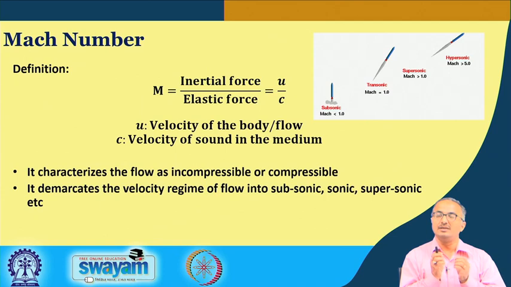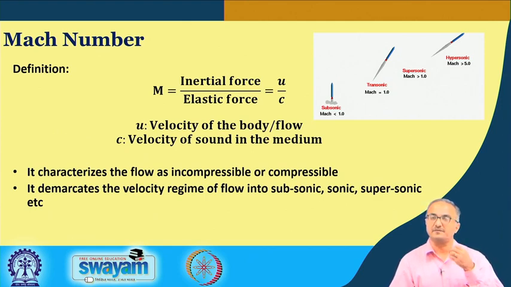Elastic, because there is compression and rarefaction of the fluid medium, and this is given in terms of the velocity of sound. So the Mach number is the velocity of the fluid divided by the velocity of sound through that fluid. When the Mach number is less than 1, we have subsonic flow. When equal to 1, we have sonic flow, and when more than 1, supersonic flow, and when it is more than 5, we call it hypersonic flow.